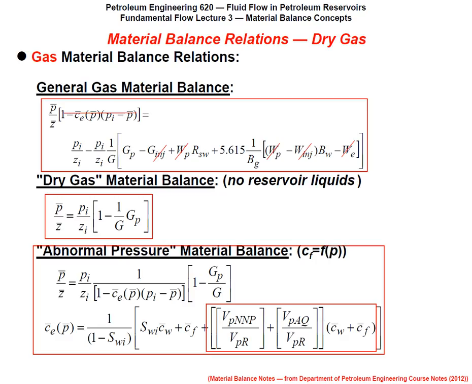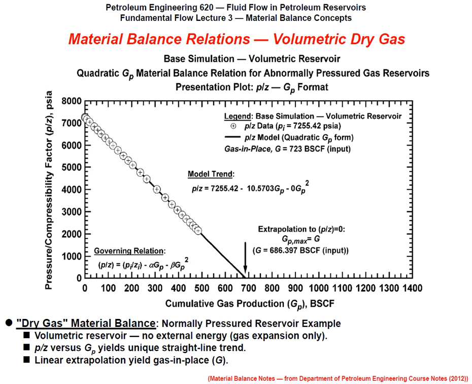What is important is understanding that when we have an abnormal pressure case, there's going to be a signature that you're going to see. What does this signature tell you the relationship for the dry gas case is? It's a straight line. If you plot as the y-axis P over Z and you plot as the x-axis Gp, you'll have a straight line. If you have an abnormal pressure data set, then it will not plot as a straight line.